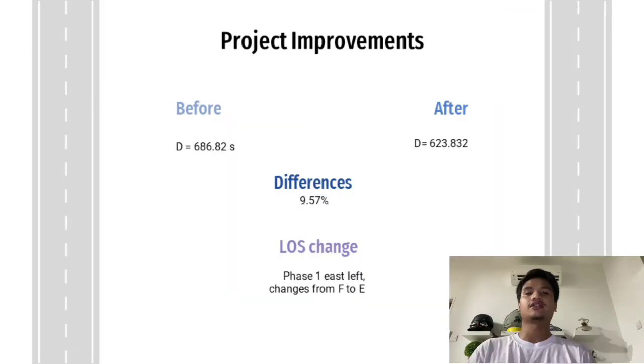So, increasing the green time for this project, we got the delay after the improvement is 623.832 seconds, which is less than the delay before the improvement, and the difference we can observe is 9.57%. So for the LOS change, only one phase changed the LOS, which is phase 1 left, changed from E to F.